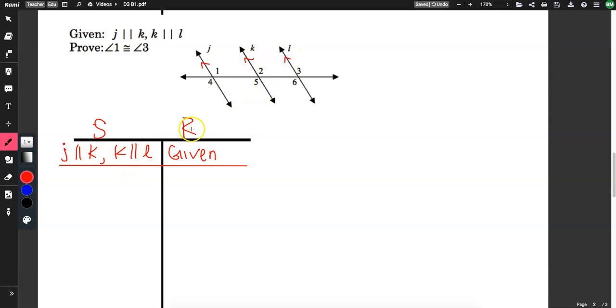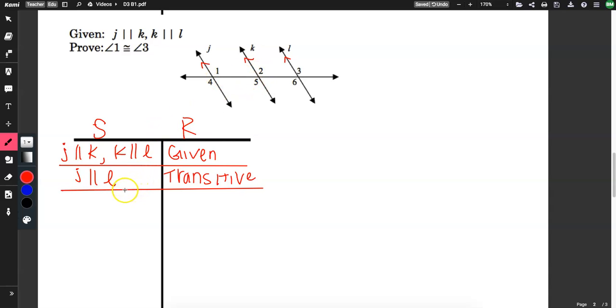Okay, so right away, even just labeling it, I already know what my next step should be. Since J and K are parallel, K and L are parallel, I feel like it makes sense to at least say that J must be parallel to L. And again, that's our transitive property. So that works for congruence and parallel as well. So all three of those lines are parallel. Now let's see, we want to prove angle 1 is congruent to angle 3. So that's my goal here.